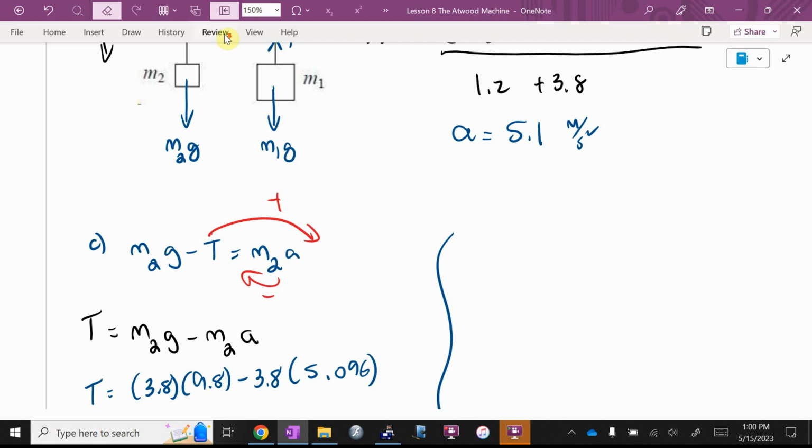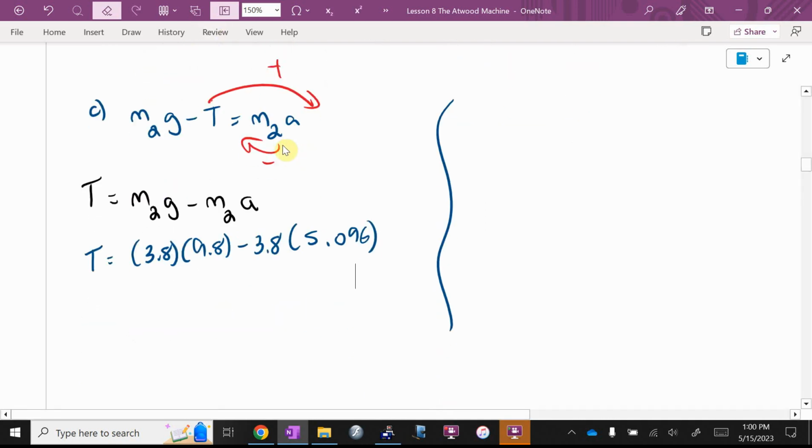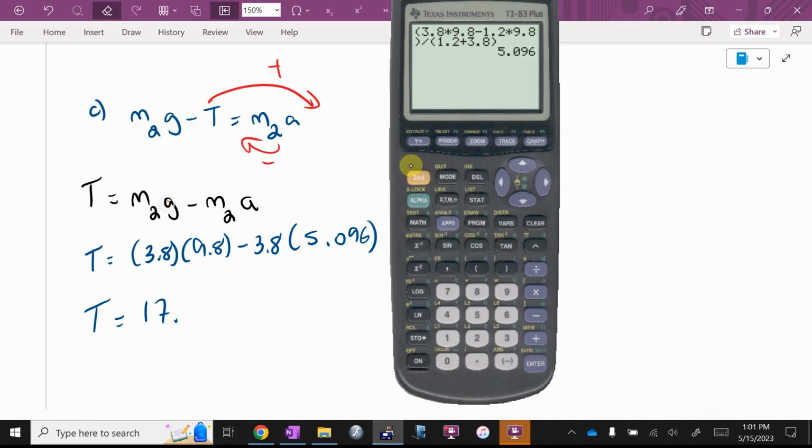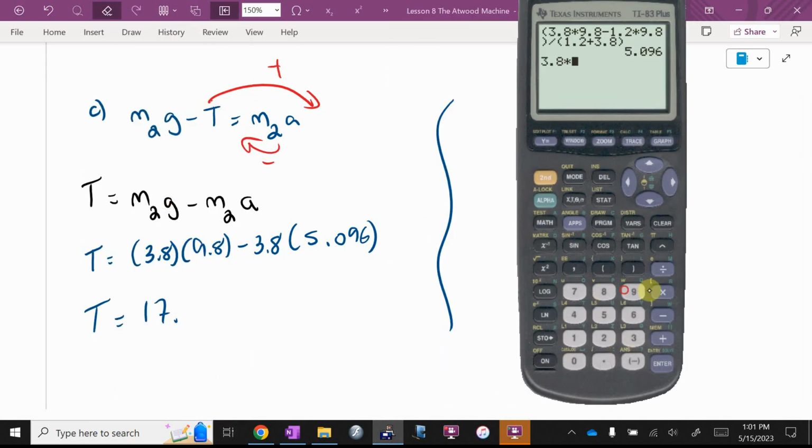Answer button. Nate, what'd you get for tension? 17.8 even? 17.9 even? 3.8 times 9.8 minus 3.8 times, answer button. You get 17.8752, yes? 17.9, but just, okay.